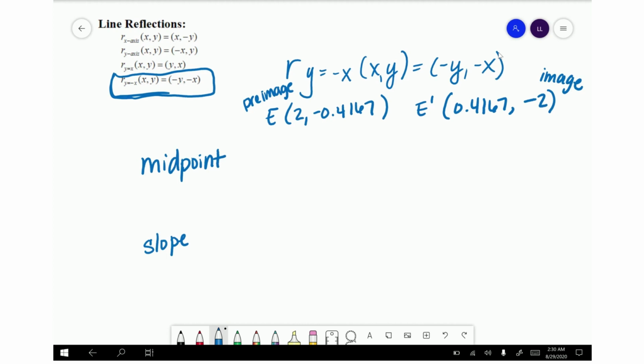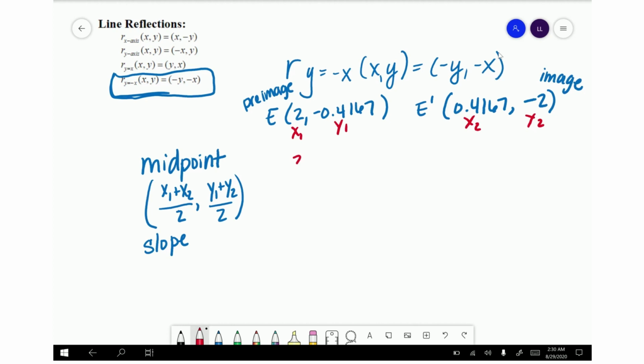So the midpoint formula is x1 plus x2 over 2. So you're taking the average of the x coordinates, and y1 plus y2 over 2, which means you're taking the average of the y coordinates. So the average of the x coordinates, average of the y coordinates. So I'm just going to label this x1, y1, x2, y2.